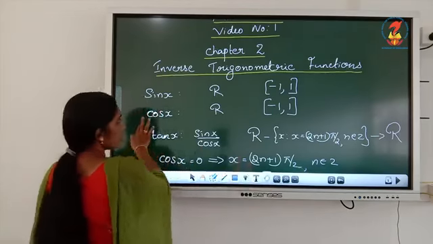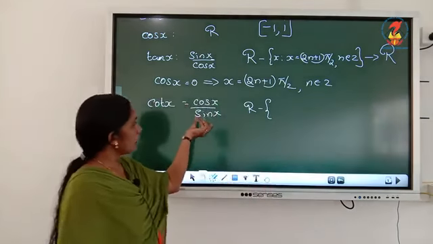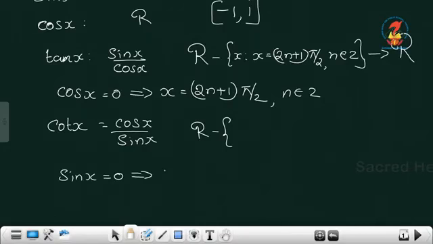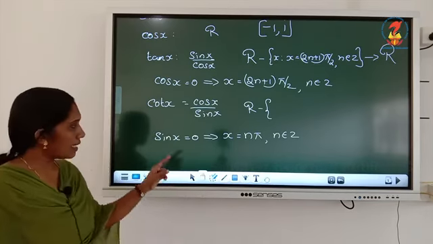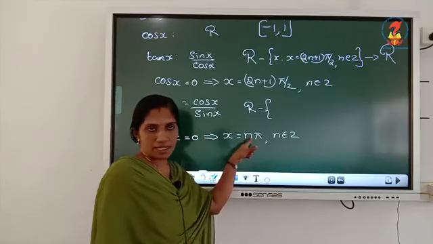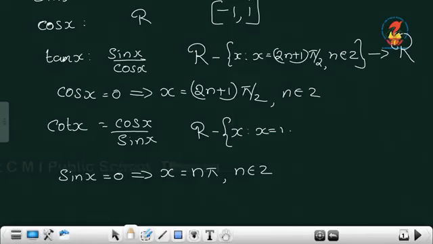Now the next function, cot x. Cot x, we can define cot x as cos x by sin x. So the domain means R minus, which all values we have to subtract? The values at which the sin x is equal to 0. Sin x 0 implies x is equal to n pi, where n belongs to z. Sin 0 is 0, sin pi is 0, sin 2 pi is 0. So those values comes under this n pi. So these values we have to subtract from R. Set of all x such that x is equal to n pi, n is an integer.